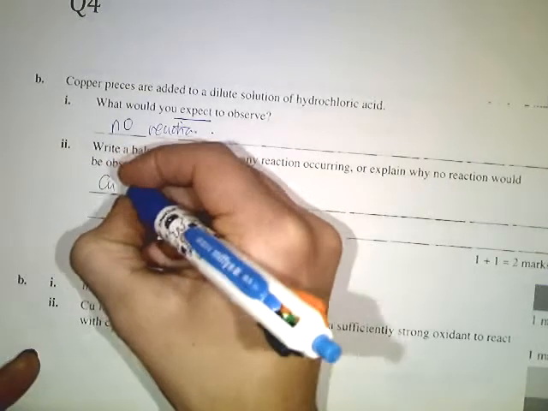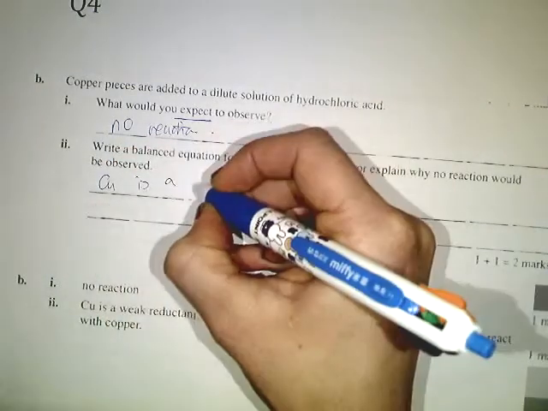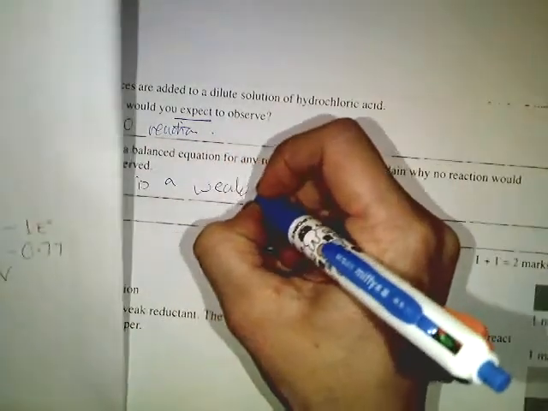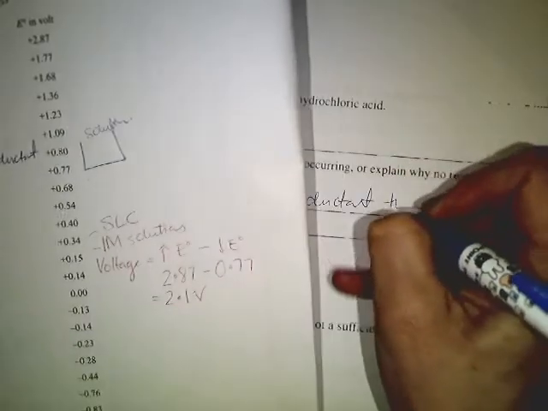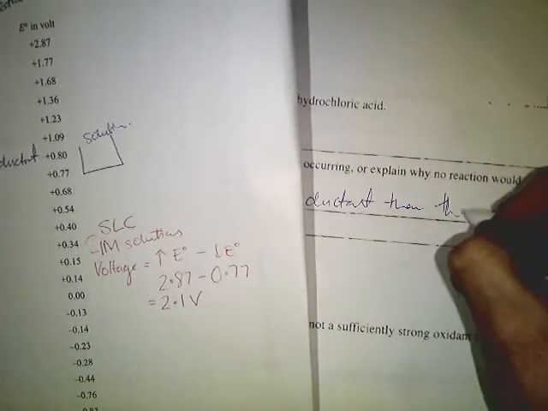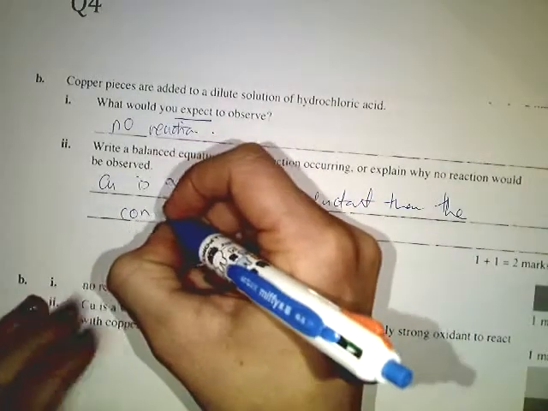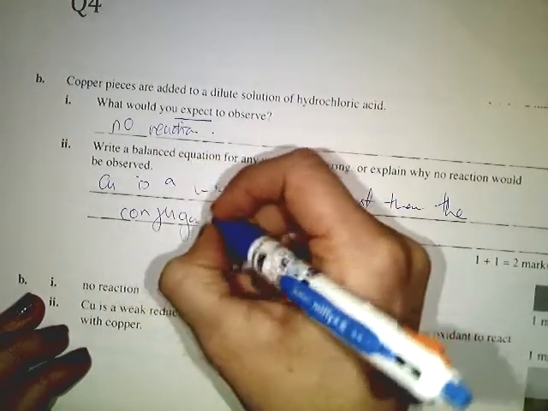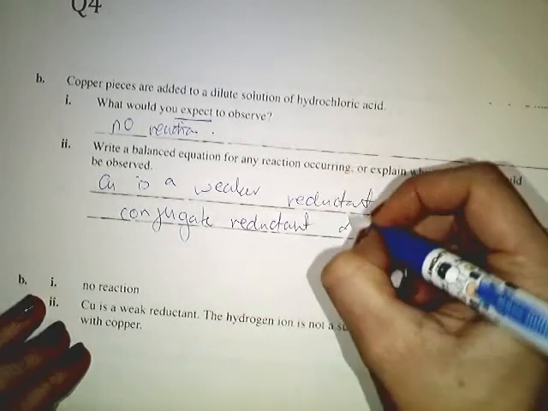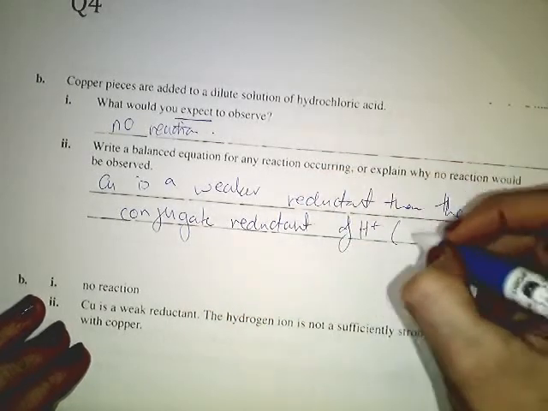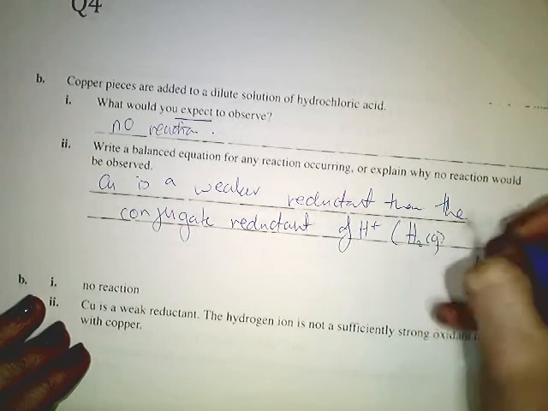Well, you say copper is a weaker reductant than the conjugate reductant of H+, which is H2 gas.